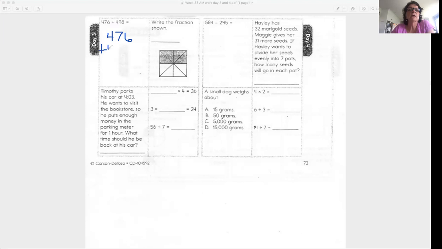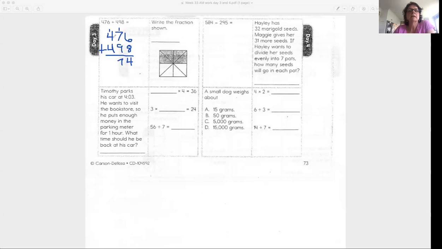Remember, the most important thing when you do this is that you line up ones under ones, tens under tens, and hundreds under hundreds. Then the next thing to remember is you always start with the ones. So 6 ones plus 8 ones is 14. And that means 1 ten and 4 ones. Then you add the tens. 1 plus 7 plus 9 will be 17 tens, which means 1 hundred 7 tens.